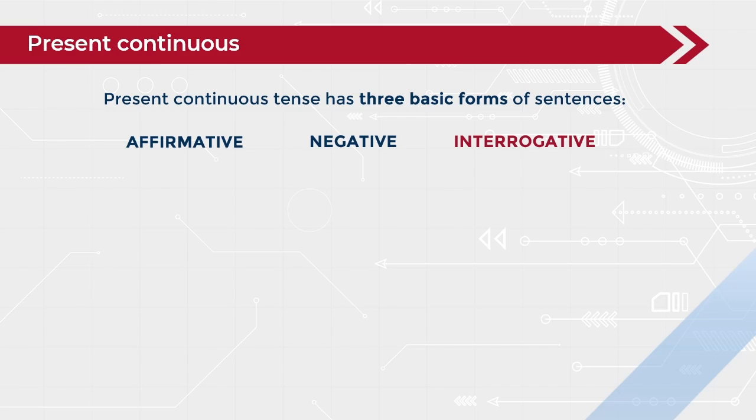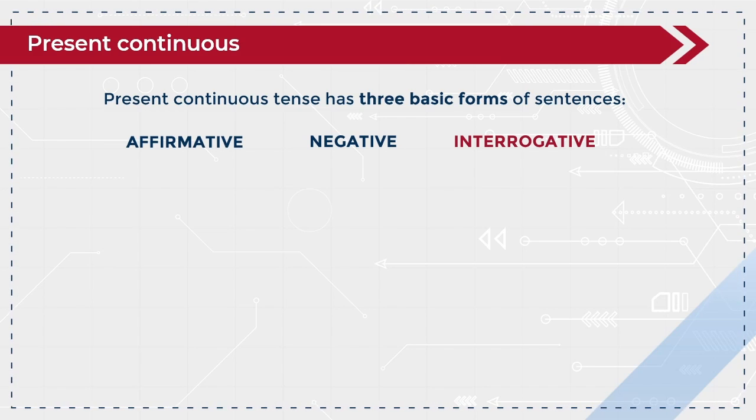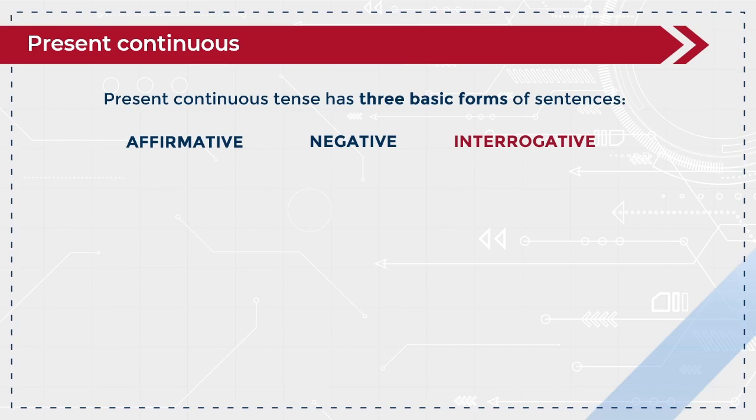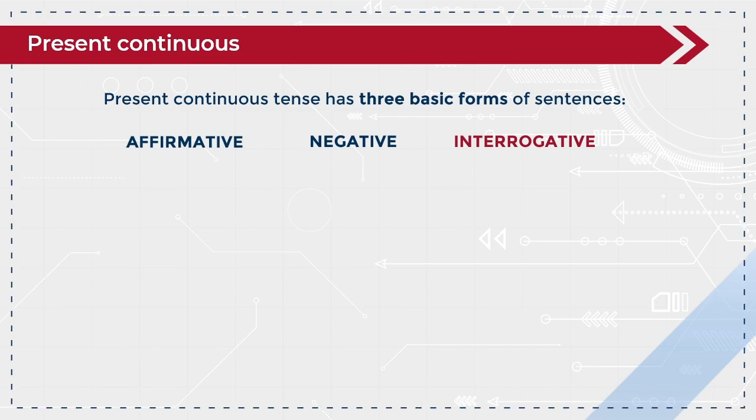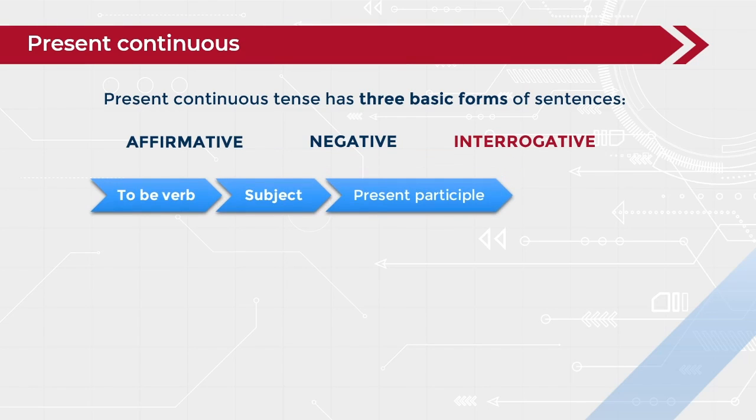In the interrogative form, which we use to ask questions, we invert the order of the elements. So, instead of starting with the subject, as we do in the other two forms, in the interrogative form, we start with the verb to be. Then we add the subject, the present participle, and the complement. Don't forget to include the question mark only at the end of the question.